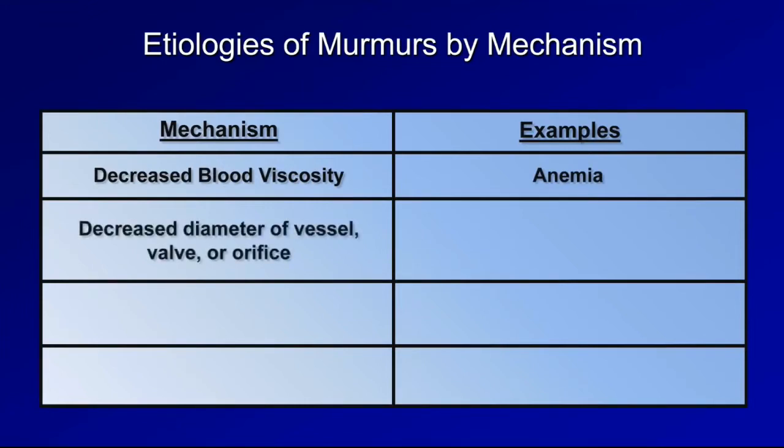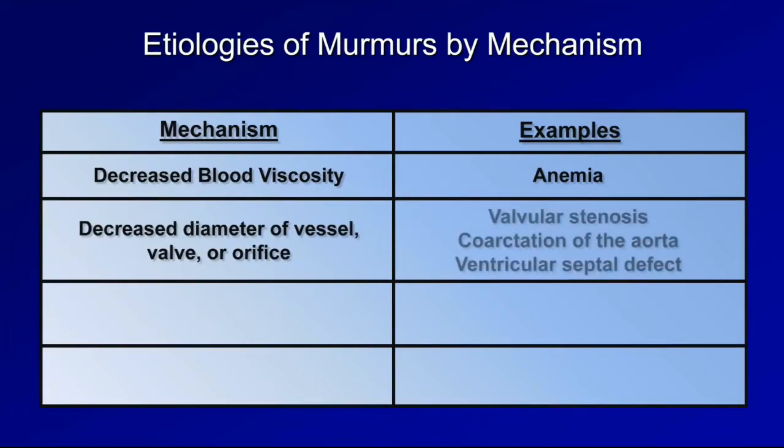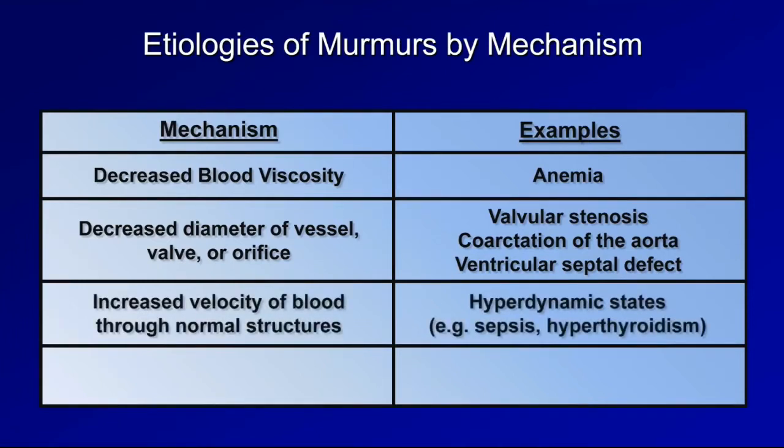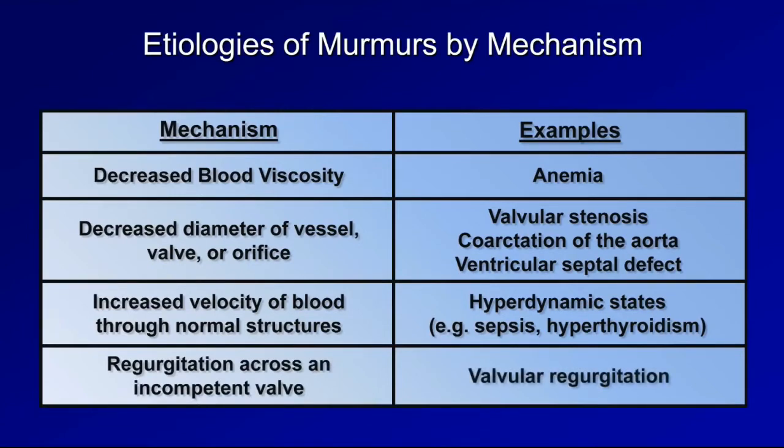Next, decreased diameter of a vessel, valve, or other orifice. Here we have valvular stenosis, coarctation of the aorta, and a ventricular septal defect. Then there is increased velocity of blood through normal structures, as seen in hyperdynamic states such as sepsis and hyperthyroidism. Finally, a mechanism that I didn't previously mention is regurgitation across an incompetent valve. The turbulence caused by this is due to an abnormal morphology of the valve, which sets up eddies in the flow of blood which cannot be easily accounted for by Reynolds number.